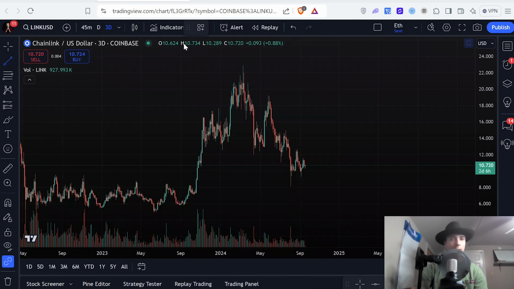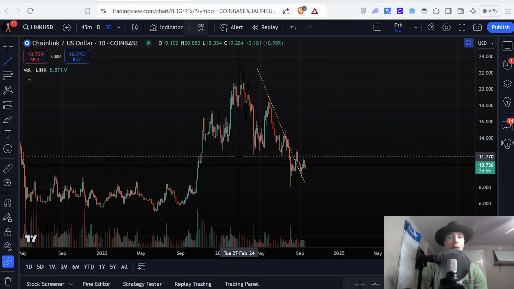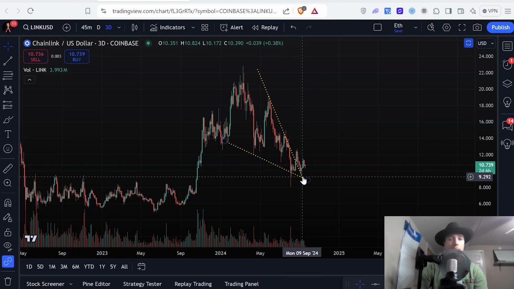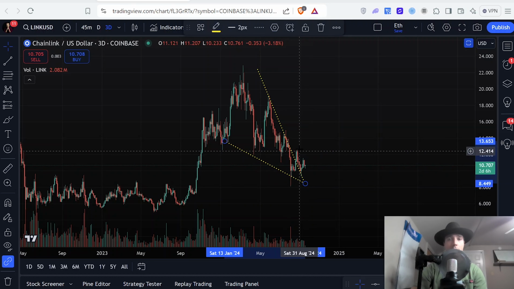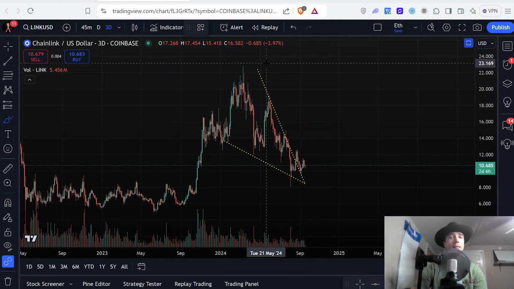Okay, so Chainlink. The first thing we're going to talk about today is the falling wedge pattern that we see here on Chainlink. We did break bullish out of this falling wedge, and we're starting to break out after a retest of the resistance of the wedge. As you can see, we broke out bullish right here, came back down and tested support, and now we're starting to break bullish again.